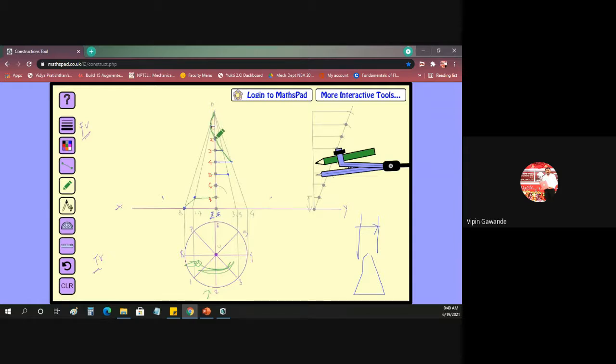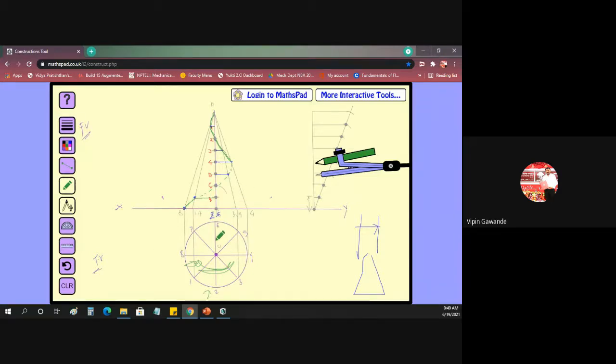So this is the visible part. We have to draw this with the dark line, starting from the top apex: 0, 1, 2, 3, 4. Now on the top side, that part is not visible to the observer. So 4, 5, 6, 7, 8 is dotted. This part is dotted.